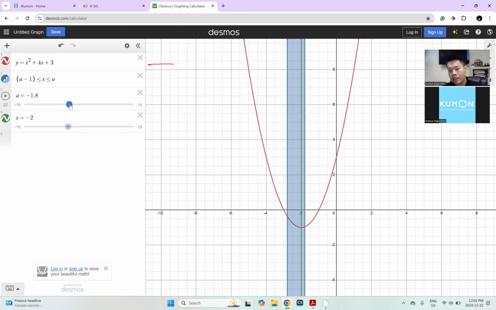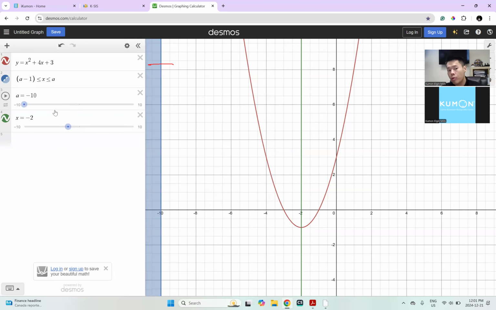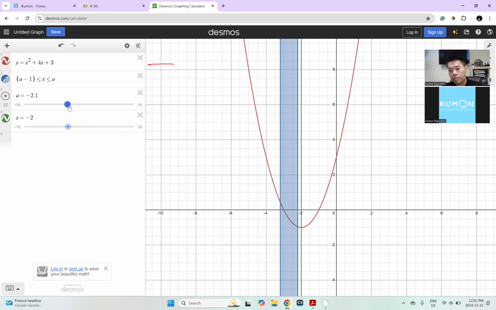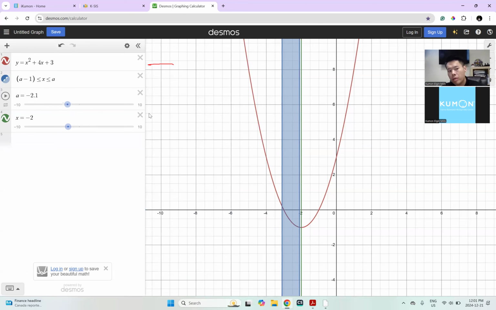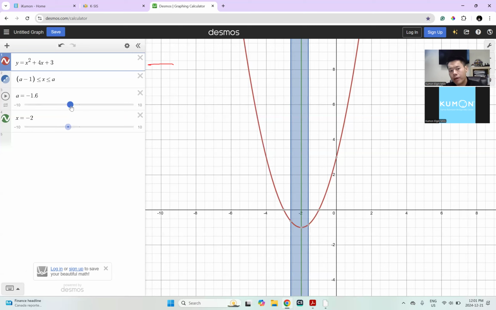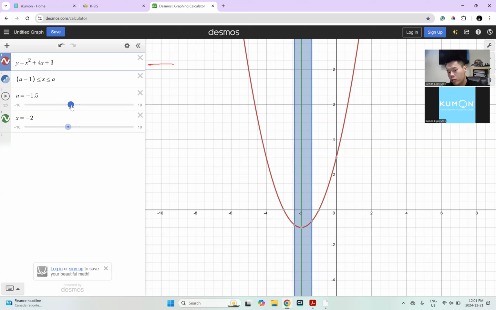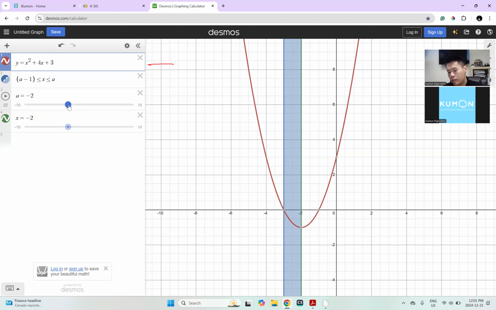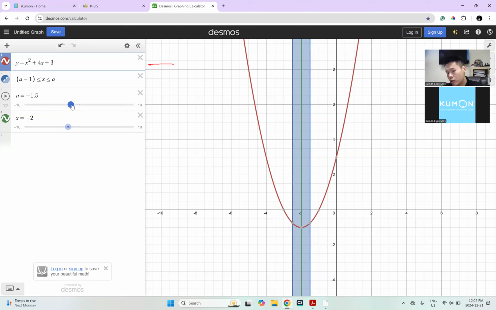So let's say my a is less than -2, in this case -2.1. What can you tell? Where's my minimum point? My minimum point is when x is equal to a, right? Is it the vertex? No, it's actually right over here. However, if a is bigger than -2 but a minus 1 is smaller than -2, so basically in between, watch this. As soon as my a hits this point, where's my minimum point now? The vertex, right?